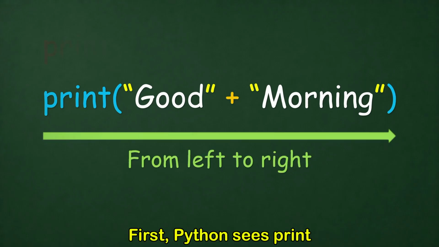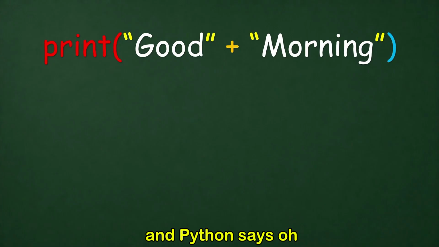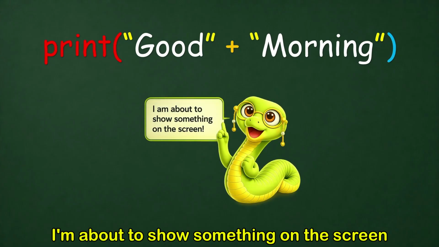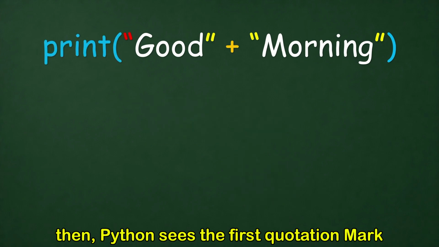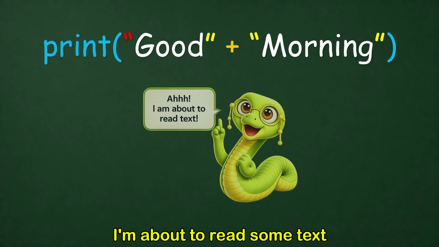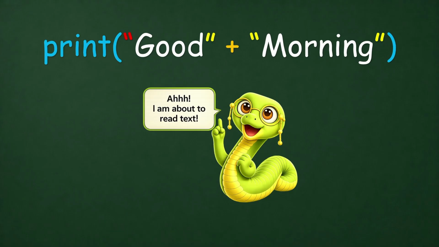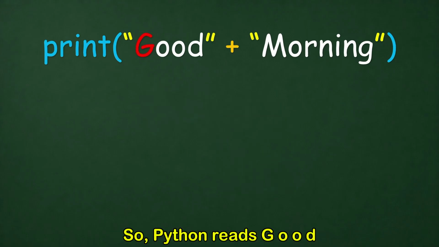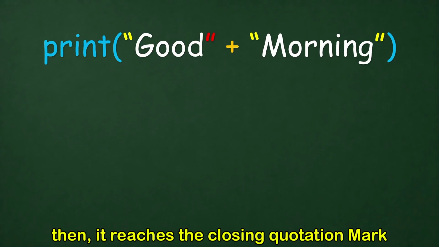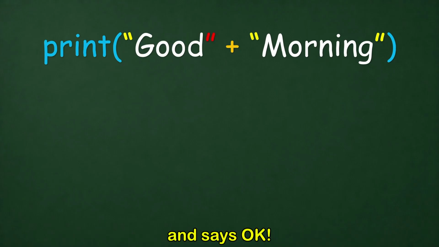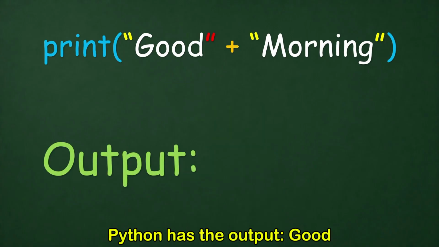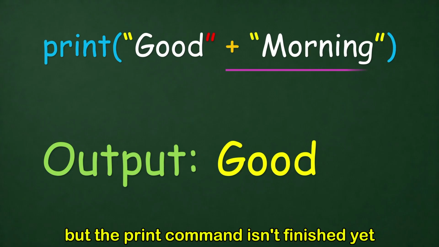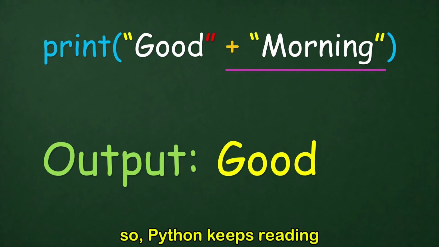First, Python sees print. And Python says, "Oh, I'm about to show something on the screen." Then Python sees the first quotation mark and says, "Oh, I'm about to read some text." So Python reads G-O-O-D. Then it reaches the closing quotation mark and says, "Okay, I'm done reading this text." Right now, Python has the output, "Good," but the print command isn't finished yet, so Python keeps reading.